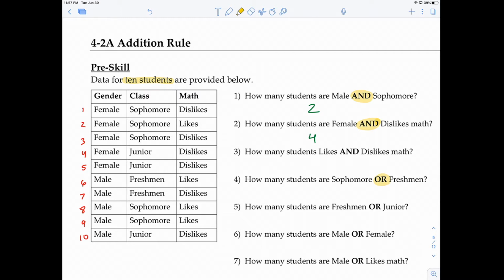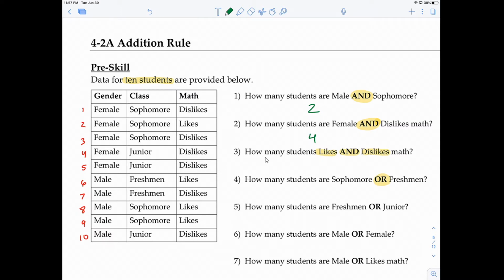Okay, so next problem says how many students like and dislike math. So again, it's good to view this situation as 10 students in a classroom and you're asking students to stand up who exhibit these characteristics, right? So for example, male and sophomore, 2 students would be standing up because there's 2 students who exhibit being a male and being a sophomore. Same thing if you were to ask students to stand up if they're female and dislike math. So 4 students would be standing up, like this student, and then this student, and this student, and this student.